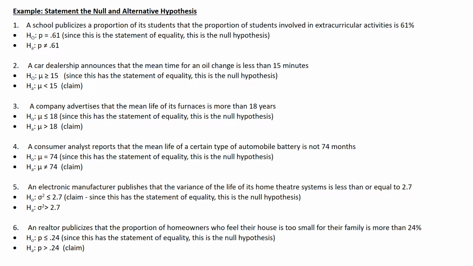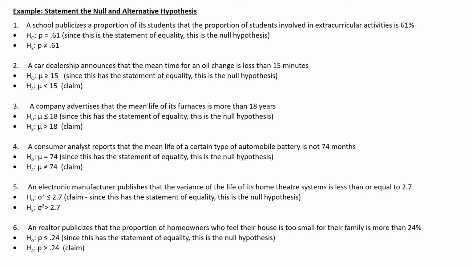A consumer analyst reports that the mean life of a certain type of automobile is not 74 months. That's an inequality, not equal to. And that's where the claim they're making is. Again, the claim can be in the null or alternate. So the H sub A, the alternate, is mu is not equal to 74, which means the null has to be the equality statement, which means mu equals 74.